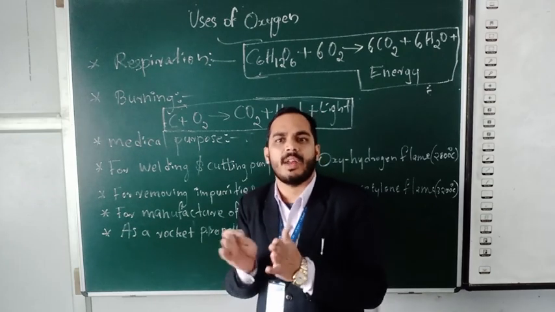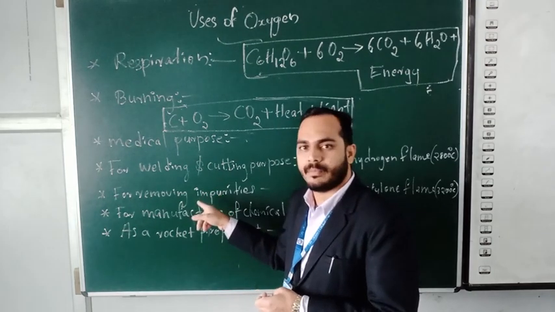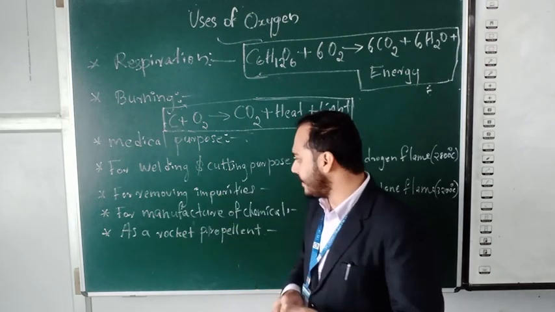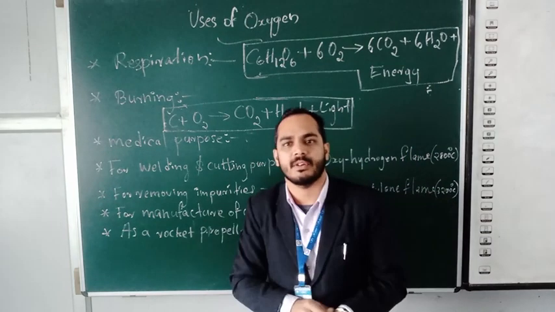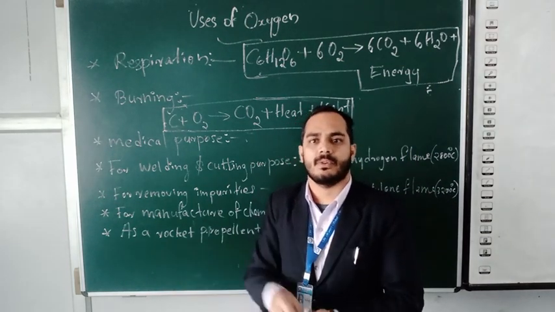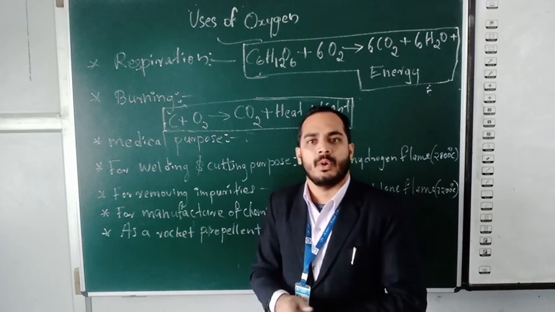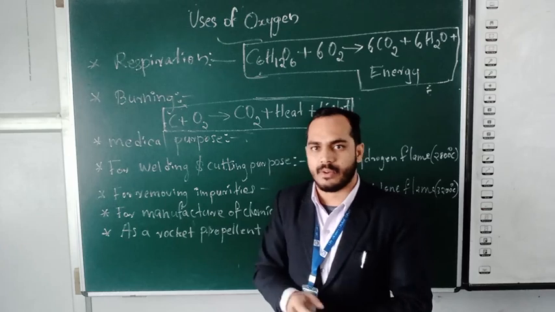So we want to remove that unwanted material, so we will use oxygen for removing the impurities. The next one, for manufacture of chemicals. For example, fertilizer, urea, and some different types of chemicals, we are using oxygen also.